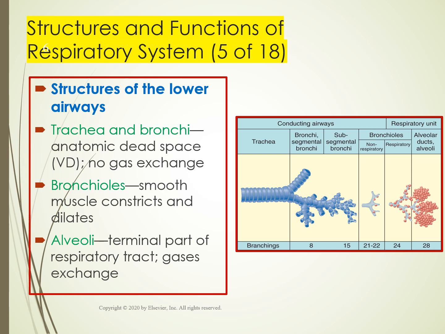The trachea and the bronchi is basically what's called dead space. There's no gas exchange there. The bronchioles have smooth muscle. It constricts and dilates. And then the alveoli, that's the very bottom portion of the respiratory tract. They look like little bunches of grapes. That's where the gas exchange takes place.